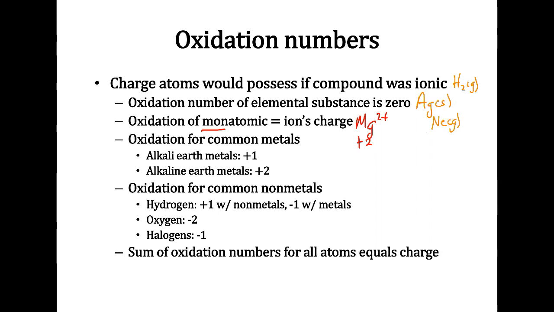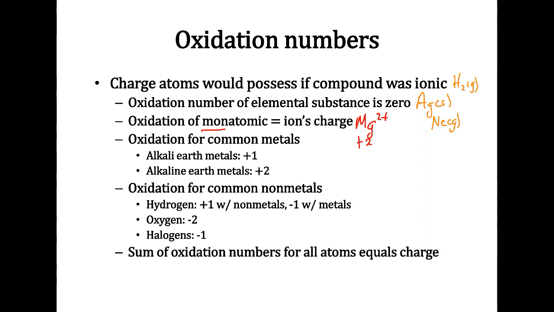Notice that whenever we're talking about the charge, it's 2+, 2-, 3+, 3-, something like that. But whenever we're talking about the oxidation number, we list the sign first and then the value. Okay, so the next common oxidation number that you would assign would be for the alkali metals.